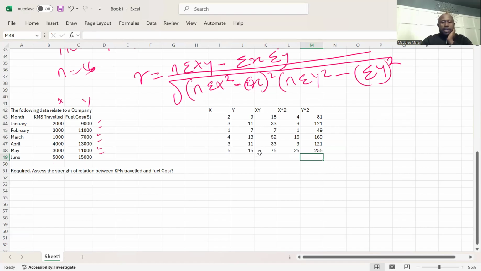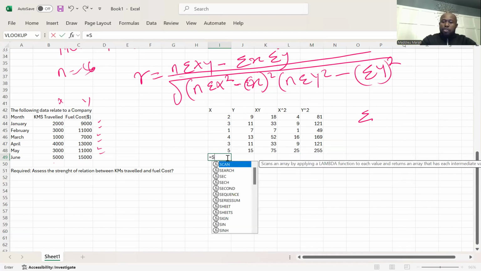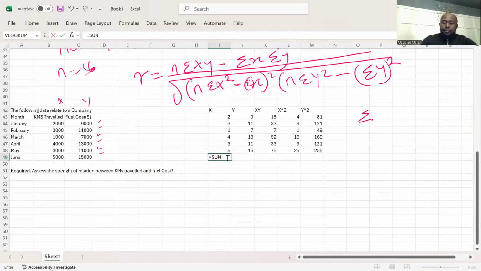We've got the figures. Now, the sum means total them. So if I'm going to total this, I'm going to use some formula to total this. Start this one, then I'll drag this one from 2 to this one. Close the bracket.